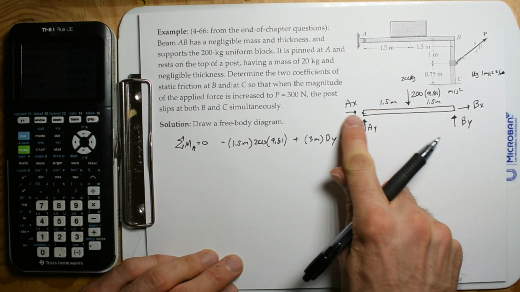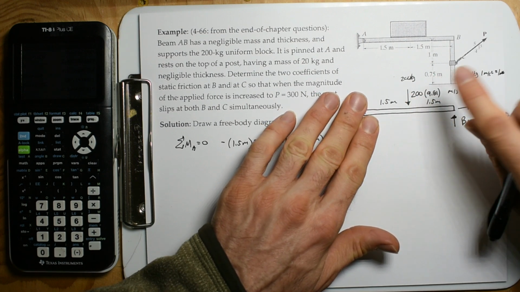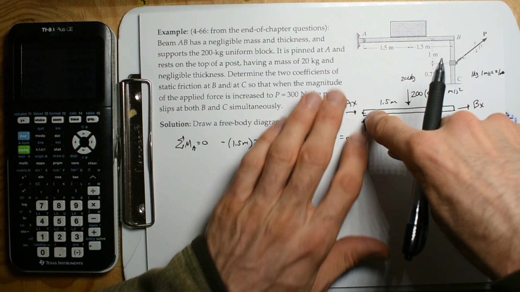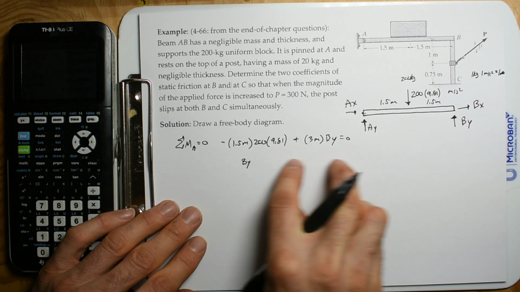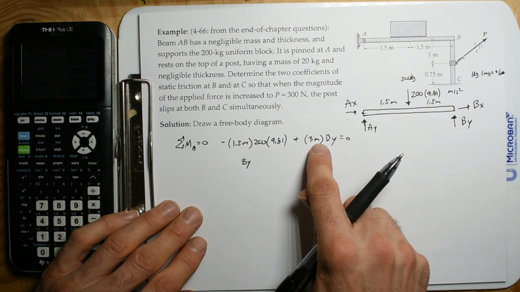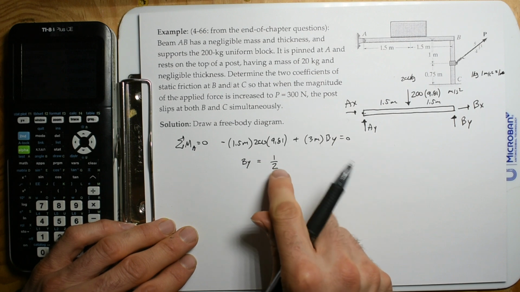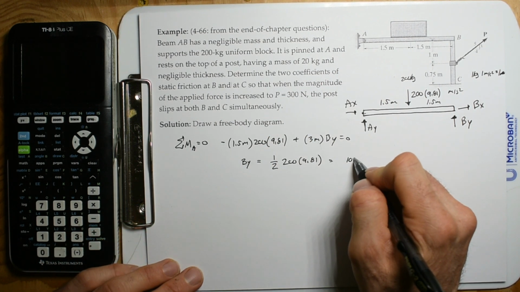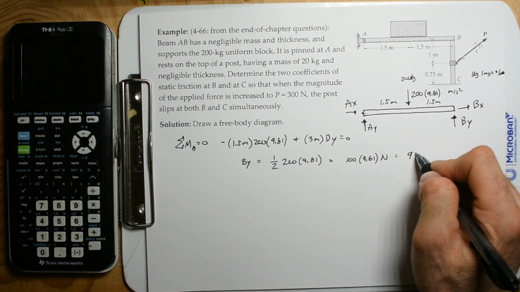Since we took the moments about A, these forces go through A, and then Bx goes through A. So those are the only two forces that are causing this thing to have a torque about point A. And those are going to be balanced. So we have By, let's get this to the other side, and then divide by 3. 1.5 divided by 3, the meters cancel, and we get 1/2. So we get 1/2, 200 times 9.81. I'm just going to say this is 100 times 9.81. And that's newtons. Or no, we can just say 981 newtons.